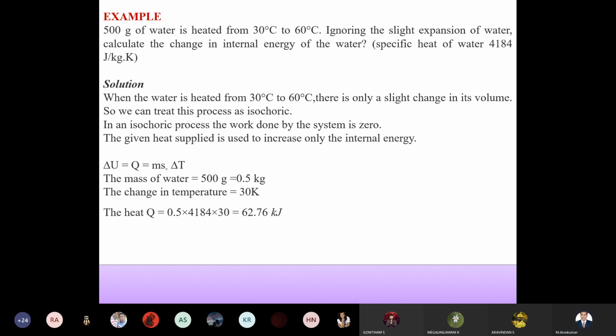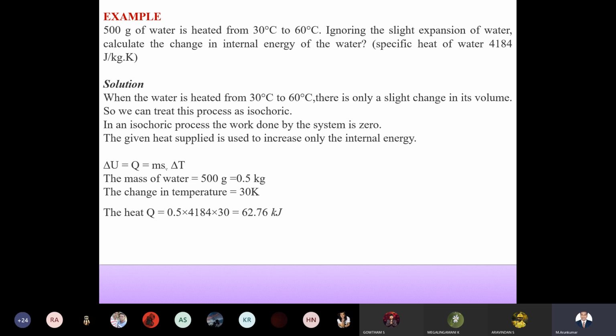Then in an isochoric process, the work done by the system is 0. So we know the equation of state. So we know the W value is 0 here. Then the heat supplied is used to increase the internal energy alone. So delta U is directly proportional to Q. So we know the value for Q, that is m s_v delta T. So the equation is Q equals m s_v delta T.